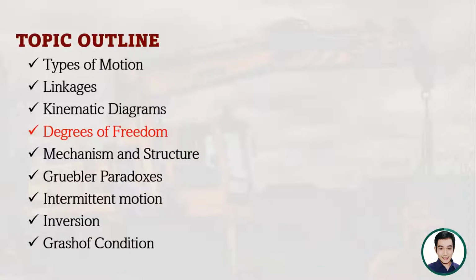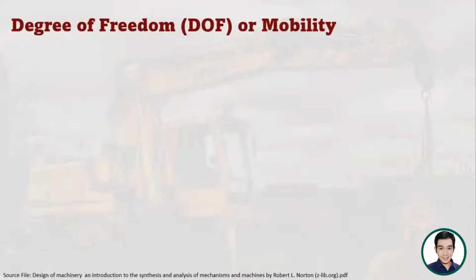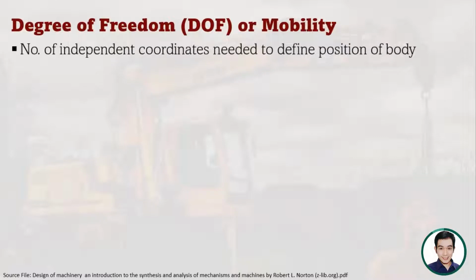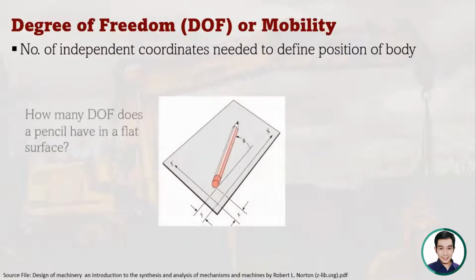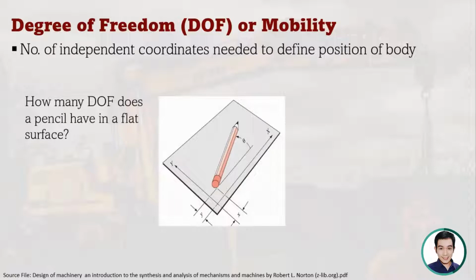So now that we know the kinematic diagrams, let us try to examine the degrees of freedom. What do we mean by degrees of freedom? It is also called mobility, symbolized by M. It is the number of independent coordinates needed to define the position of a body. Say for example, you have a pencil on a flat surface. How many degrees of freedom does a pencil have on a flat surface?